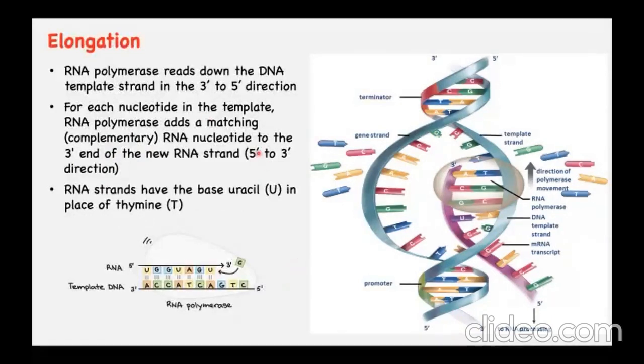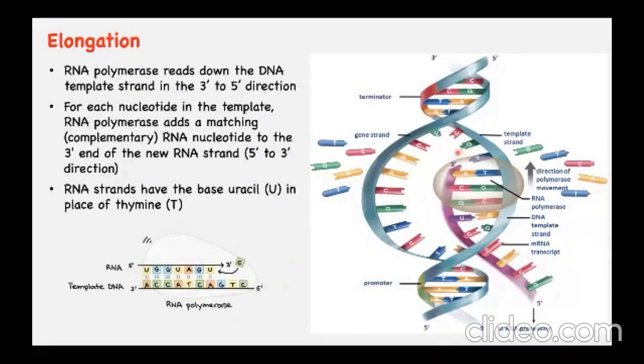Okay, the elongation is when the RNA polymerase starts to rip down the DNA template in the 3 prime to 5 prime direction because it is anti-parallel. So it goes 3 to 5. Okay, so it will always add on to the 3 prime end.